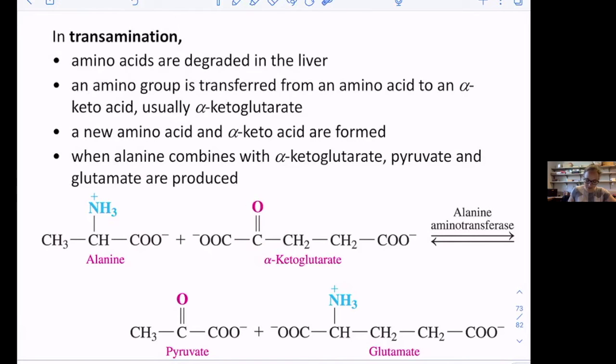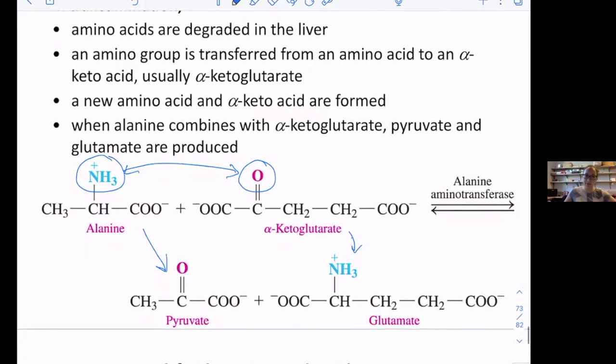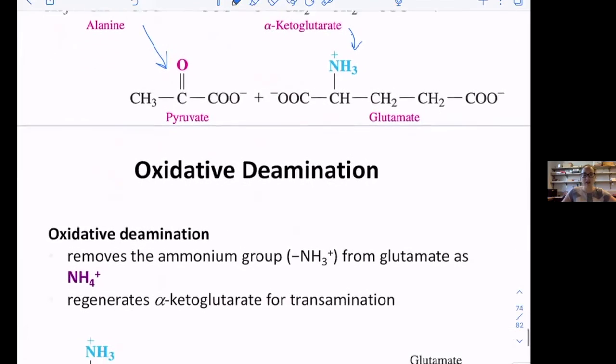So we take alpha ketoglutarate. These two groups are just going to swap places. That's all that's happening. Because we're talking about the amino acid alanine, the enzyme is alanine aminotransferase, and we're just going to swap those groups. The alanine forms pyruvate. We've seen this molecule before. It can turn into acetyl-CoA and undergo the citric acid cycle, and then the alpha ketoglutarate forms glutamate. That is an amino acid we know. This process happens with a lot of the simpler amino acids.